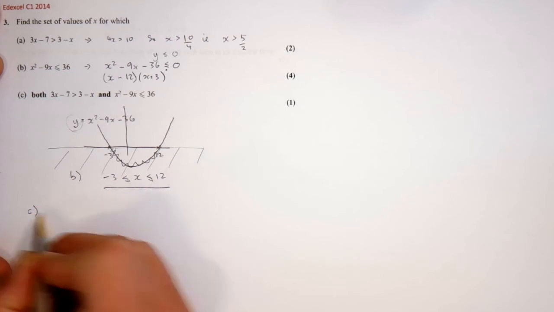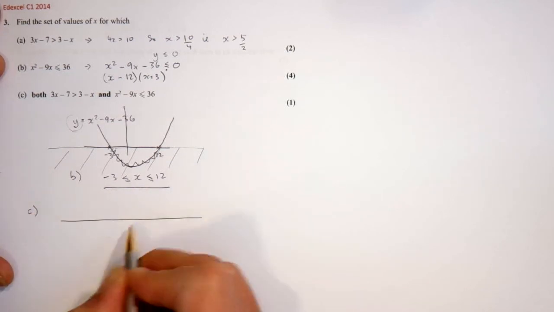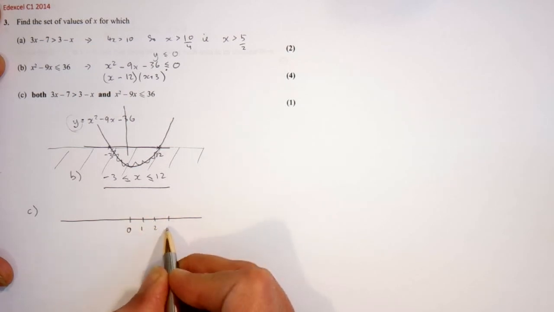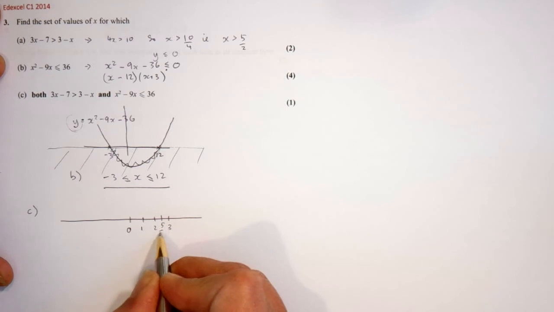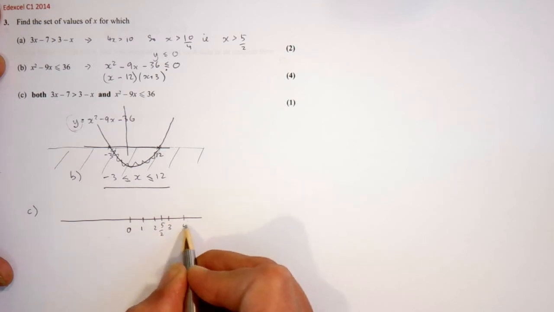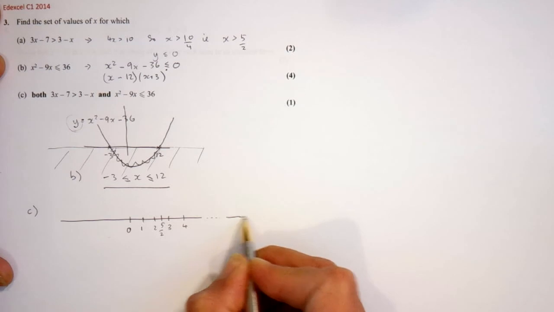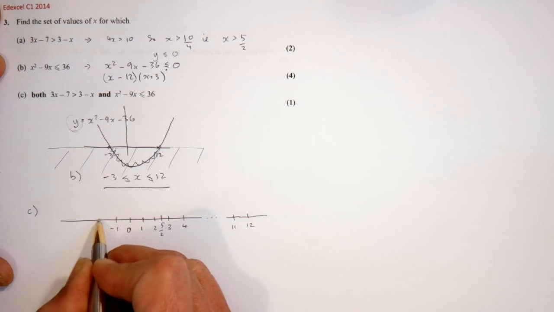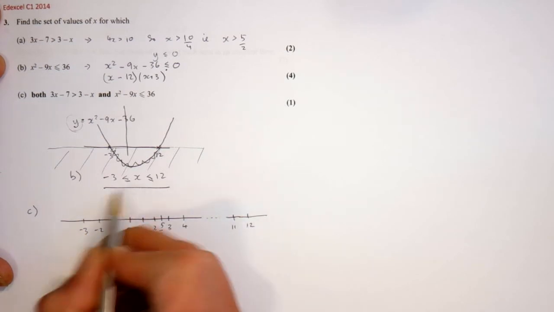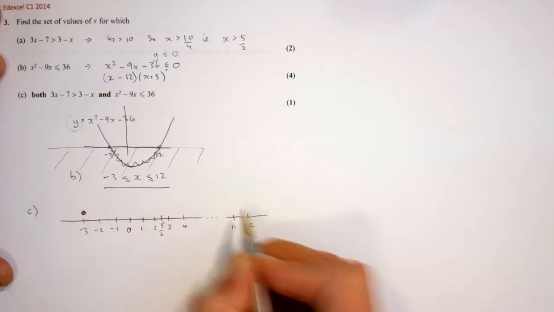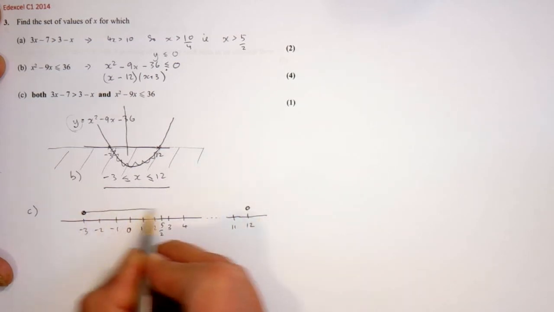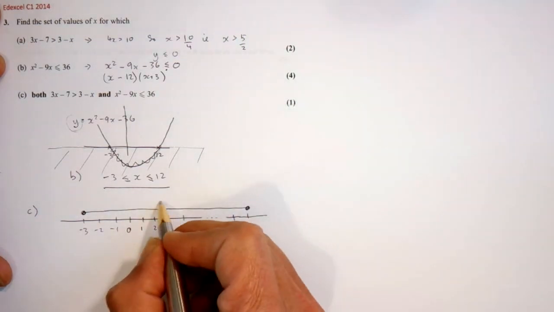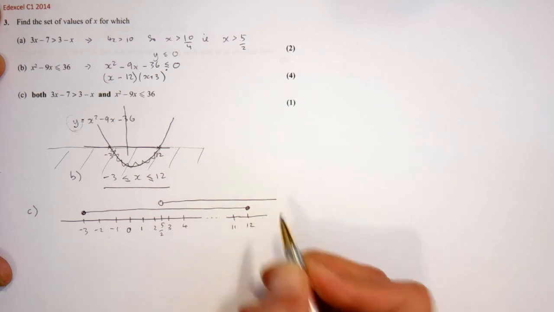And part C, for both of them, let's think about the number line. We've got 0, 1, 2, 3, 5 over 2 is somewhere in the middle, 4, and so on, until we get to 11 and then 12, minus 1, minus 2, minus 3. So this inequality, because we can have minus 3 and 12, we would fill in the circles. This one, x is bigger than 5 over 2, we would not fill in the circle.